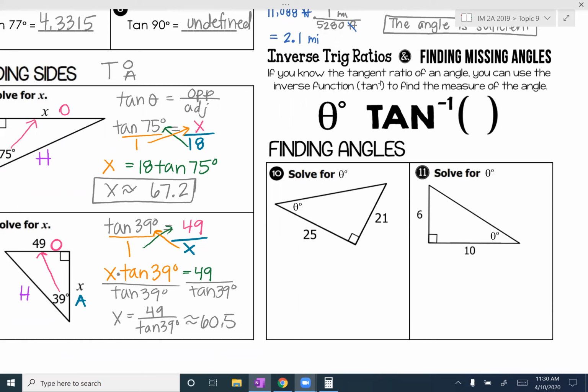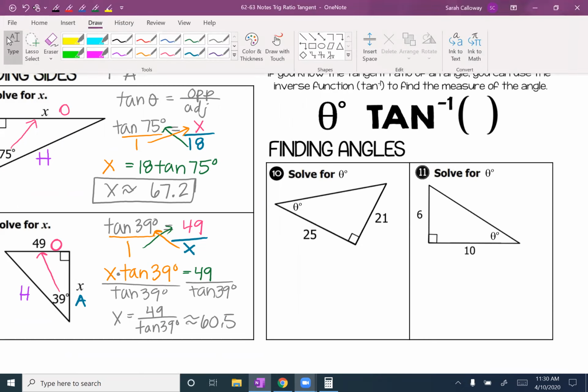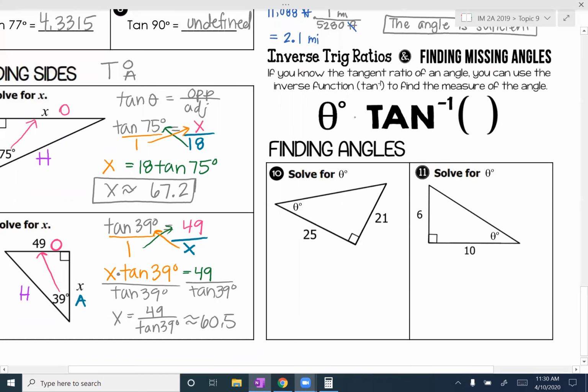So the way that I do this is that theta is going to be equal to this tan with the -1 power. This is what's called inverse tangent. So when you see that, you say inverse tangent. It's also arc tangent. You don't say tan -1, you say inverse tangent, or you say arc tangent.